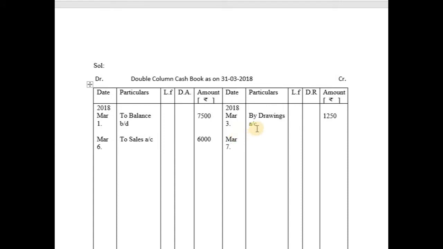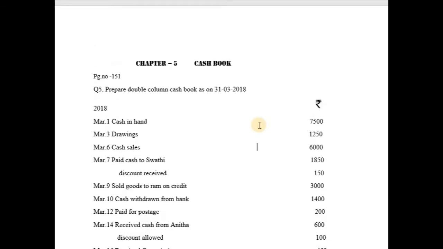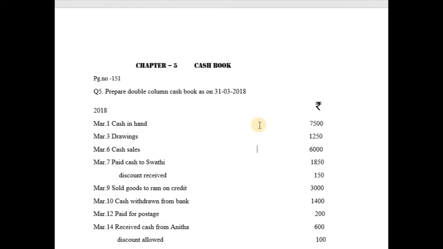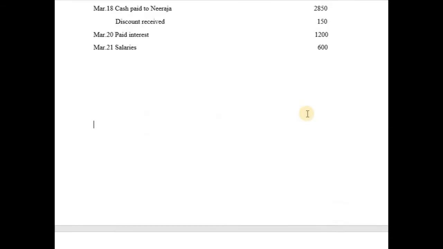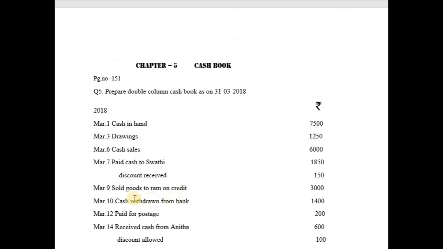You are paying the amount to Swati, so it will be recorded here as by Swati account. What is the amount that you are paying? You are paying her 1,850 and discount received is 150. So in amount column you will be writing the amount as 1,850, and as you are receiving a discount of 150, it will be recorded in discount received column as 150. Next, after March 7, we have a transaction on March 9. Sold goods to Ram on credit 3,000 rupees.